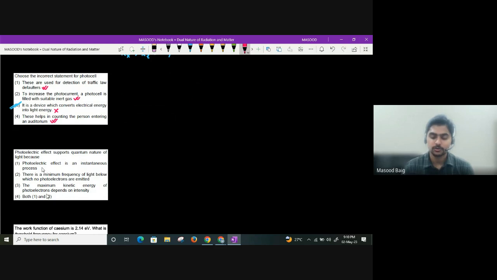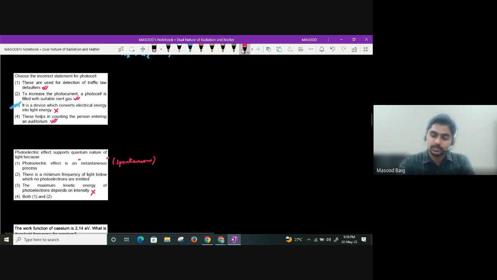Maximum kinetic energy of photoelectrons depends on intensity. Does it depend on intensity? No. Photoelectric effect is an instantaneous process. Rather than saying instantaneous, you can say it is a spontaneous process. What is the meaning of spontaneous process? As soon as the light is incident, without any time lag, electrons are emitted, guys. Almost a time lag of less than 10 power minus 9 seconds.